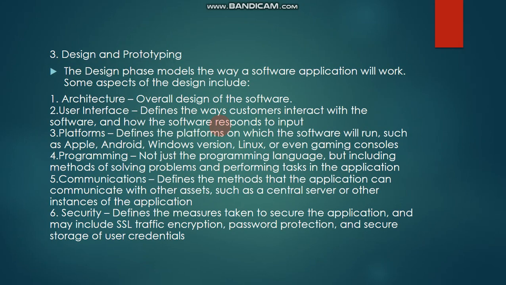The third one is designing and prototyping. This design phase has certain aspects. Designing focuses on module creation. All the aspects that we need to design will be carried out here. There are 6 different aspects. The first one is architecture. As we know, architecture is the overall design of the software. The second aspect is user interface. This defines how the end user will interact with the system or the software, and it will be decided here.